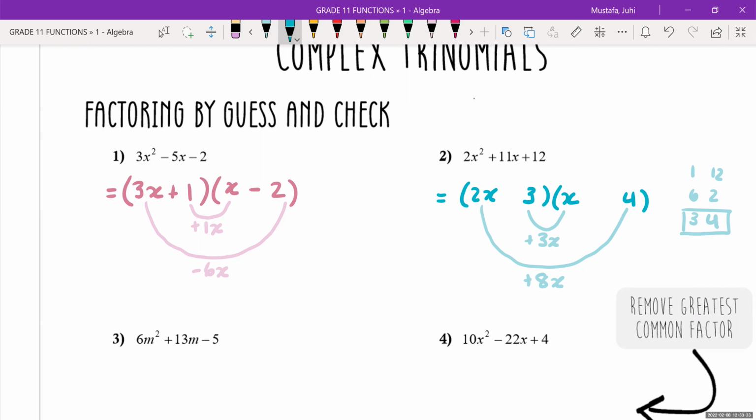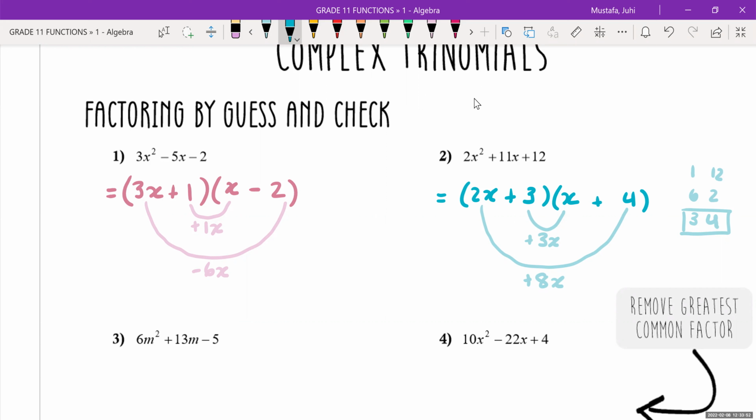So to make 3x a positive, I'm just going to add a plus sign here. To make 8x a positive, I'm going to add a plus sign here. And I'm going to see if this works out. So 2x times x is 2x squared. 8 plus 3 is 11x. And positive 3 times positive 4 is positive 12. Everything works out. That's our final answer.